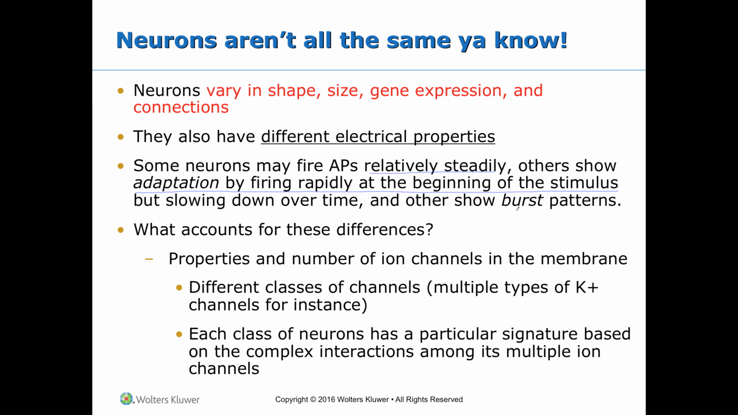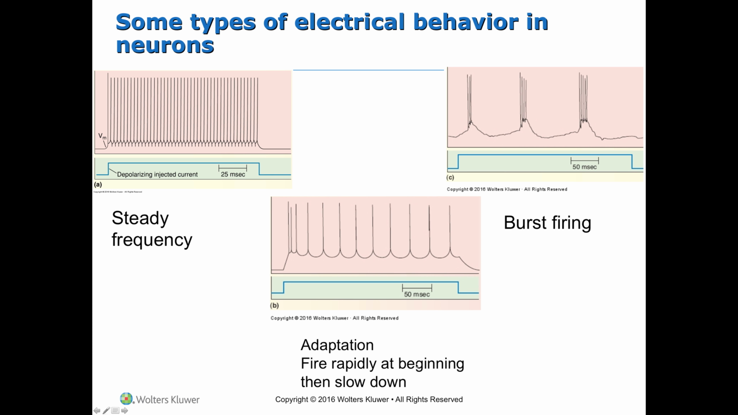Well, if you've already thought about how ion channels are important for the creation of the action potential, this is the same reason why there are different electrical properties in different neurons, because there are different classes of channels which can exist. There are different properties of ion channels in the membranes of given neurons, and different numbers of ion channels that may be present in given neurons. So each class of neurons has a particular signature based on the complex interactions of how it is composed in terms of ion channels.